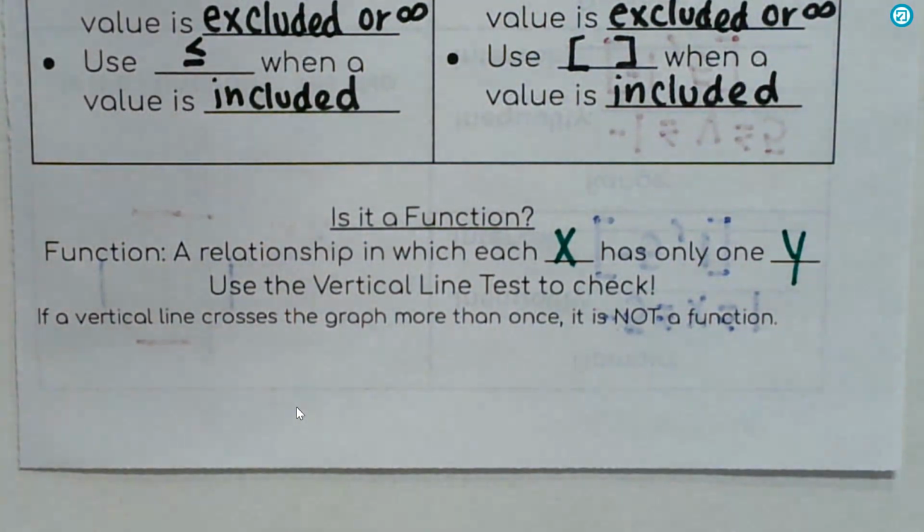For our graphs, we are going to use what is called the vertical line test to check this. What the vertical line test is that if a vertical line crosses the graph more than once, it is not a function. A vertical line, when we learned last semester, vertical lines are x equals. So if I put x equals a number on my graph somewhere, and I'm going to get more than one corresponding y value, then that is not a function.